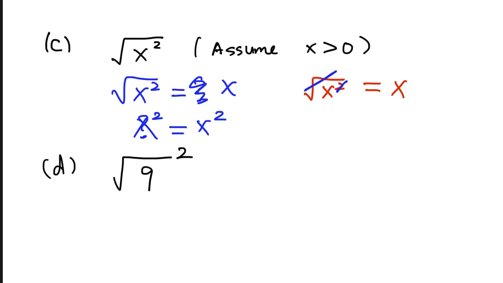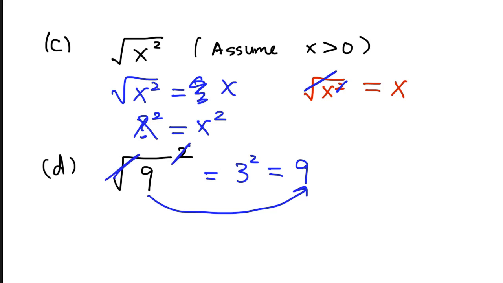And let's look at the next example. Square root of 9 squared. So what is square root of 9 squared? Well, this is square root of 9, as you know, this is 3. And 3 squared equals 9. So basically we get the number inside the radical sign as the answer. So again, it looks like the squaring operation cancels the radical sign.